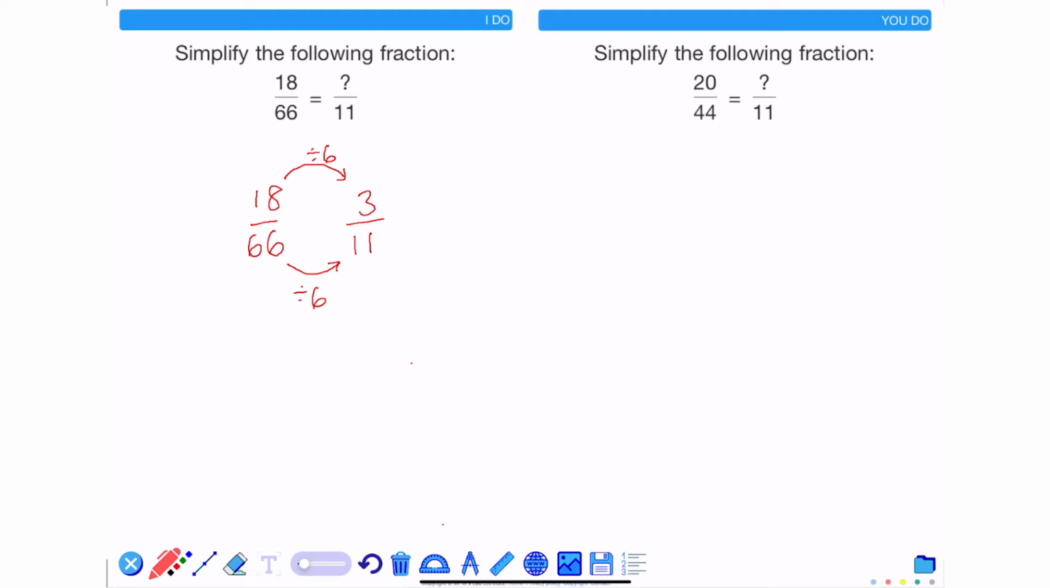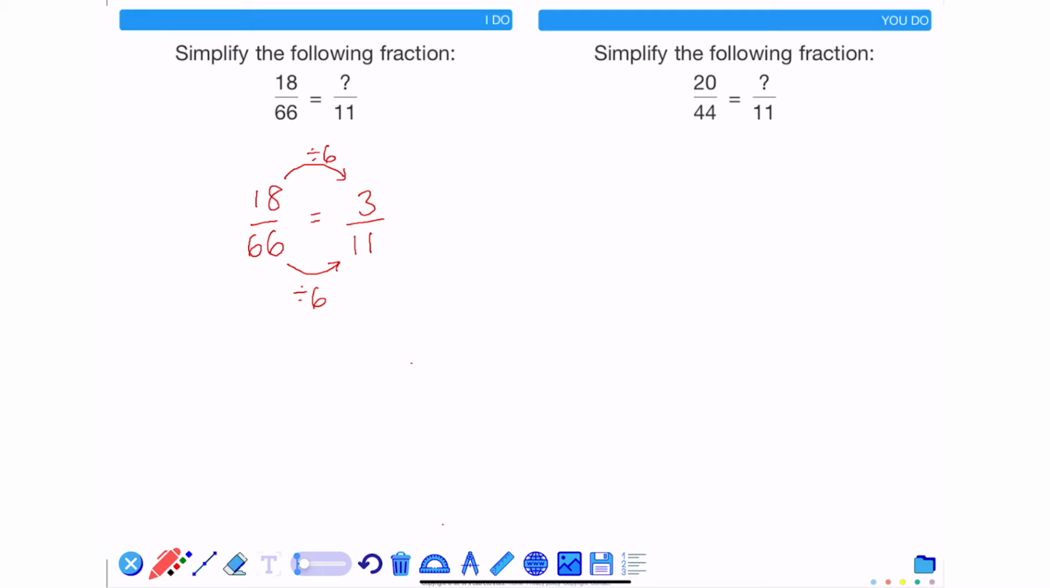By dividing both the numerator and denominator by the same number, we've created an equivalent fraction. This means that they have exactly the same value, and the only common factor of 3 and 11 is 1, and therefore we've reduced 18 over 66 into its simplified form.